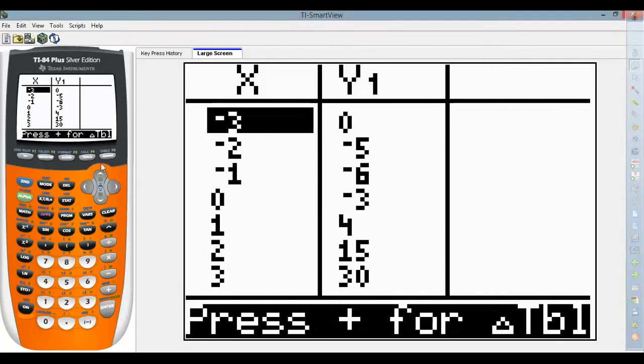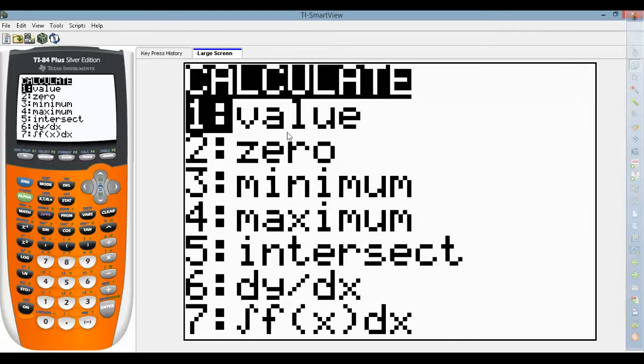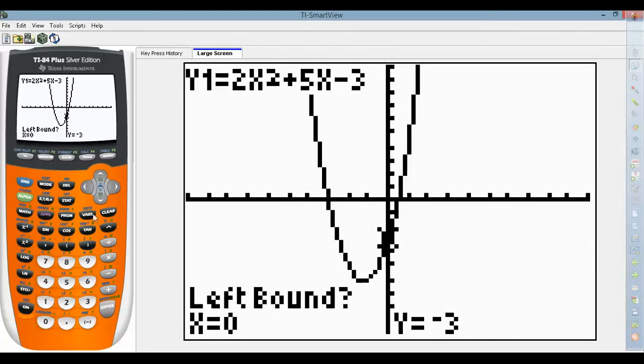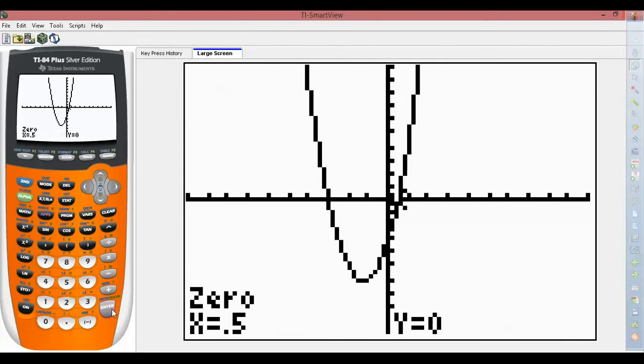Now what I suggest you do when you go and get that one between 0 and 1 is, once again, use that calculate feature. So let's calculate that zero. Left bound, looks like I'm already on left bound, press enter. Right bound, arrow up a little bit, press enter again, and sure enough, boom, it's exactly at 0.5. Okay, so now I have my two solutions.